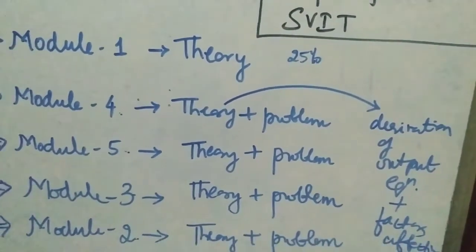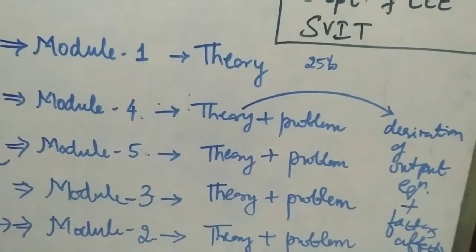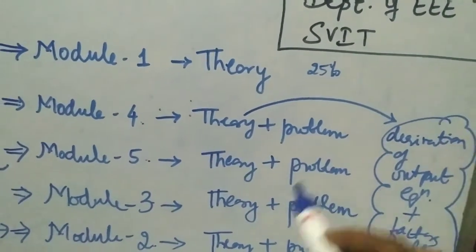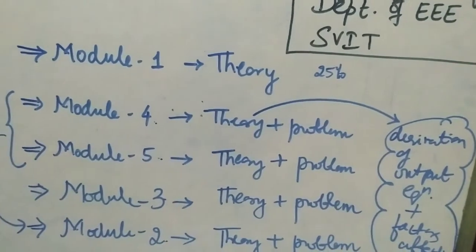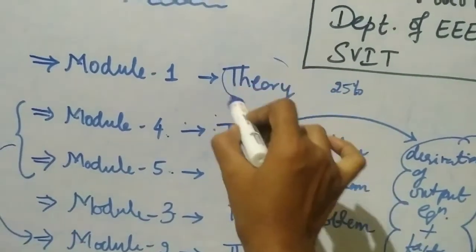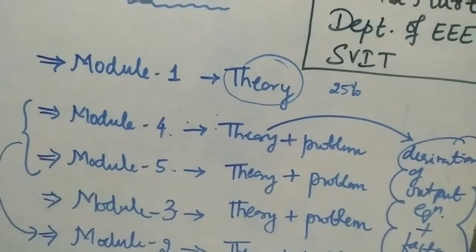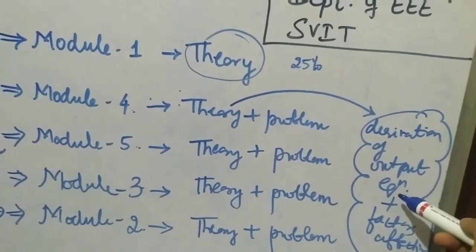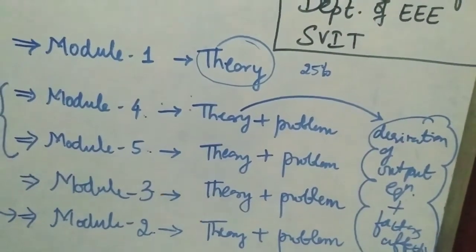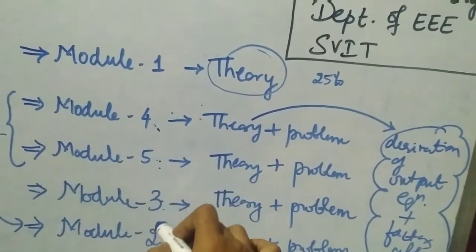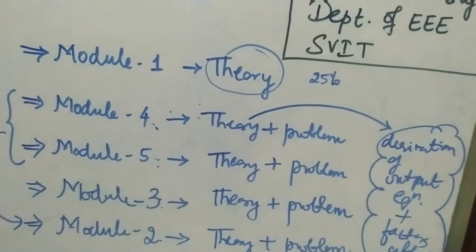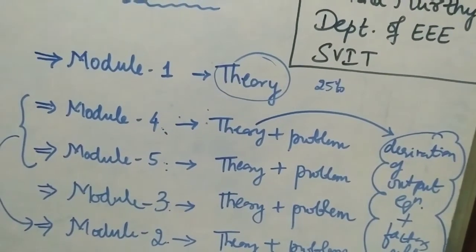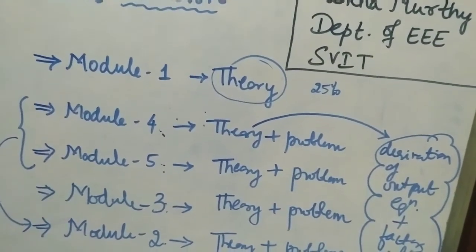If you practice this common question from all these modules, first, at the beginning, definitely you're going to practice all the theory, 9 questions, done. After that, immediately go through this common question, that is the derivation of an output equation and the factors which affect it, from all these modules, 4, 5, 3, 2. Definitely you can get 2 questions from each module, that is the derivation of an output equation.